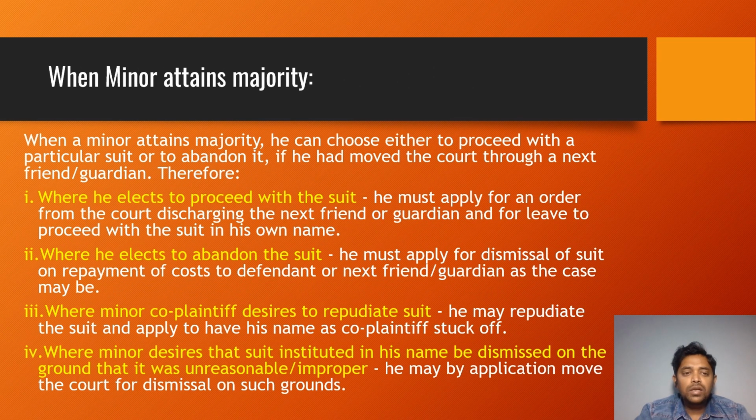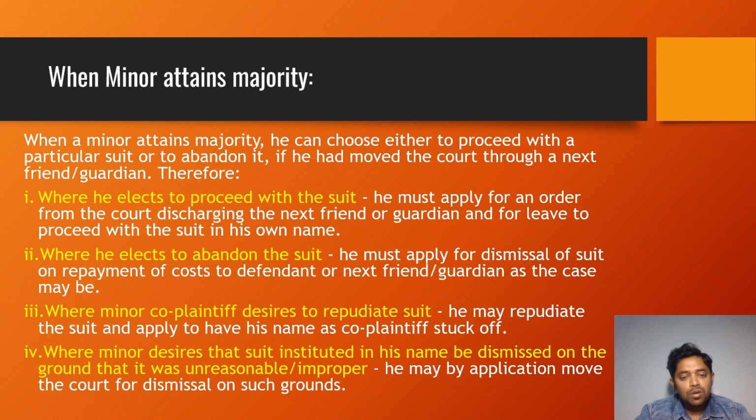When a minor attains majority, he can choose either to proceed with a particular suit or to abandon it if he had moved the court through a next friend or guardian. When he elects to proceed with the suit, he must apply for an order from the court discharging the next friend or guardian and for leave to proceed with the suit in his own name. Where he elects to abandon the suit, he must apply for dismissal of the suit and repayment of costs of the defendant or next friend or guardian, as the case may be.